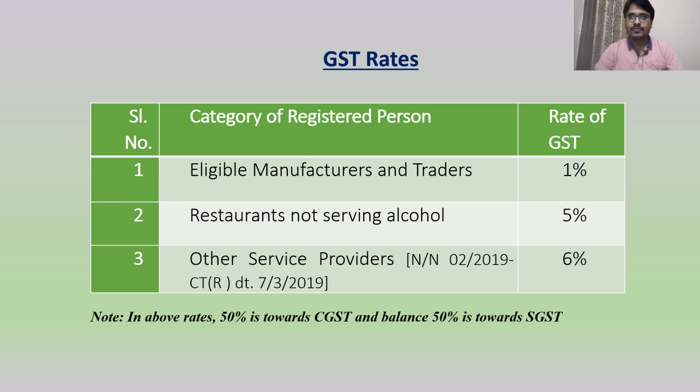If we talk about the restaurant service providers not serving alcohol, then composite GST rate for them is 5%. For the rest of the service providers or mixed suppliers who are not eligible to opt composition scheme under section 10(1) and who have opted this scheme by virtue of notification number 2/2019 central tax rate dated 7th March 2019, composite tax rate for them is 6%. In the above rates, 50% is towards CGST and the balance 50% is towards SGST.